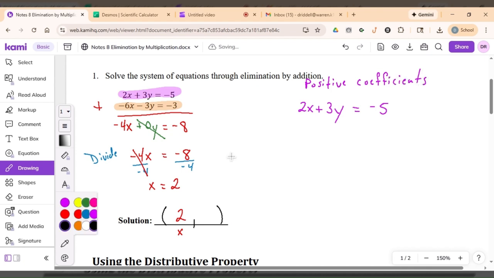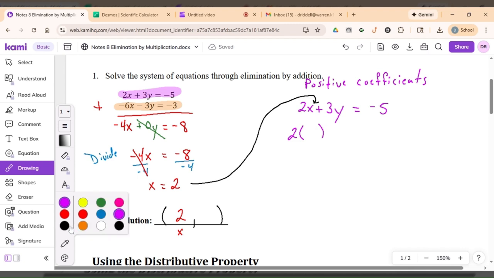And what we're going to do is we're going to bring this 2 that we just found and put it right there for x, okay? So what we do is we rewrite this equation. So instead of 2 times x, we replace the x. It's 2 times 2. This is 2 times 2, okay?